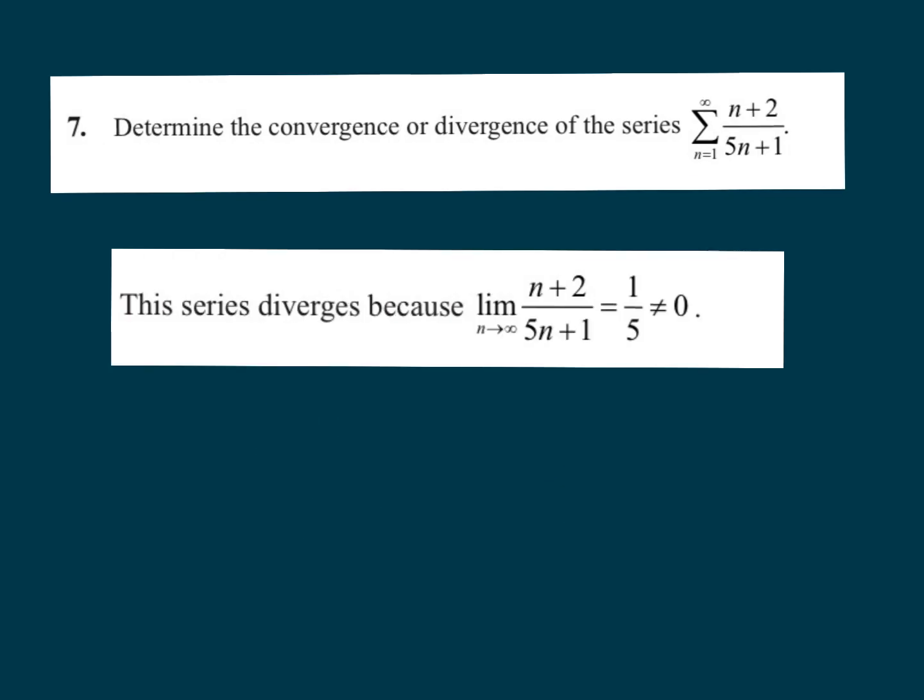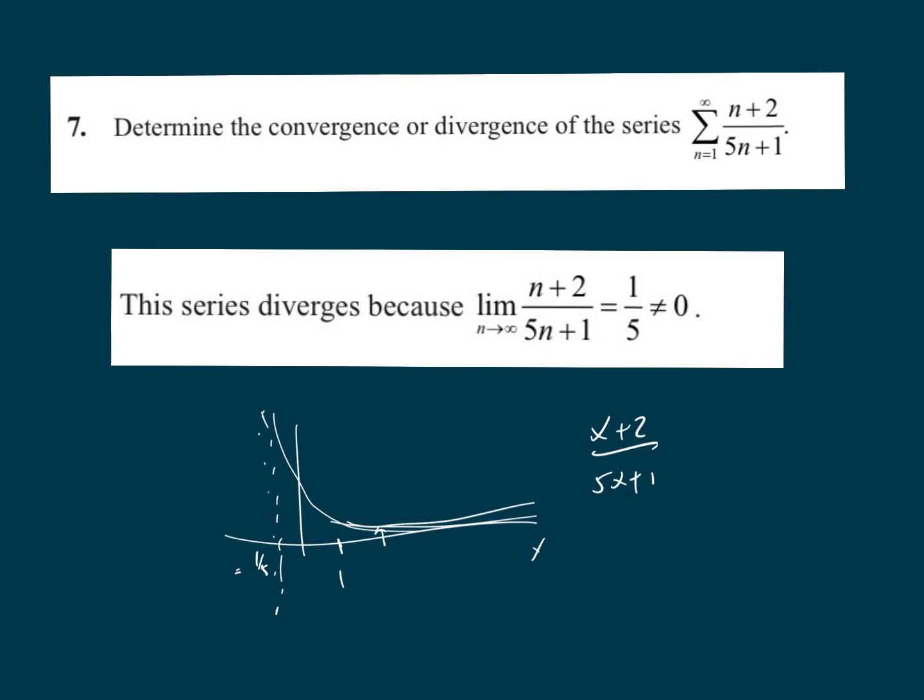The next one, determine the convergence or divergence of this series. Well, this function is positive. When x is positive, the function (x plus 2) divided by (5x plus 1) is positive. It has an asymptote at x equal to minus 1/5. But when x is bigger than 1, this is positive, decreasing, continuous from x equal 1 to infinity. So on the interval 1 to infinity, I can apply the integral test.